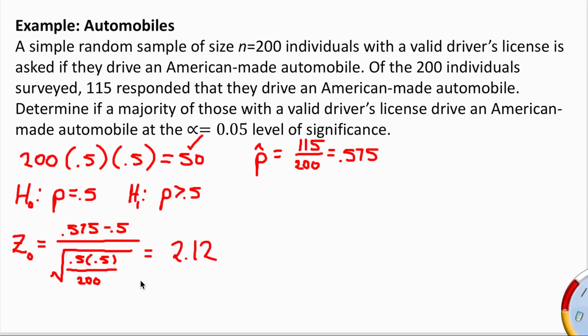And we get that the p-value is 0.016. 0.016 is less than 0.05. So once again, we reject H sub naught. There is sufficient evidence to conclude that a majority of people drive American-made automobiles.